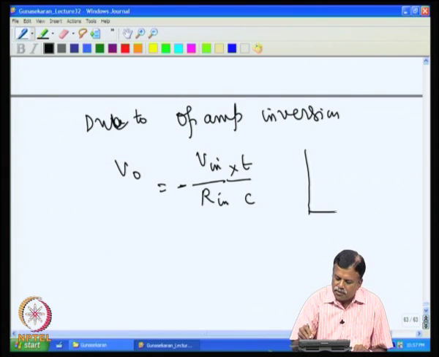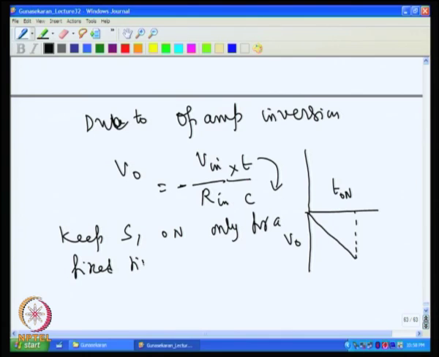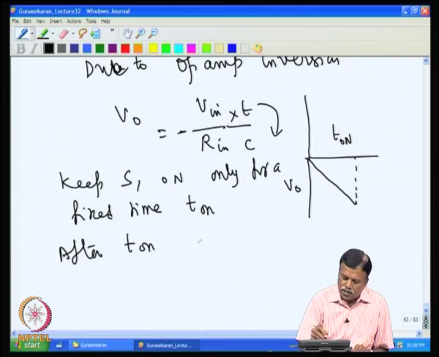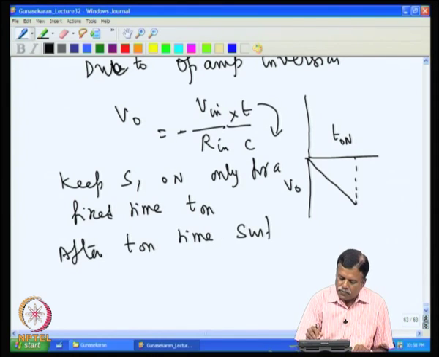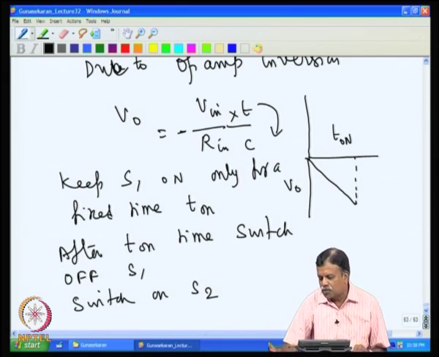On a plot of voltage versus time, the output voltage goes down, and I keep S1 on only for t on. So t is limited. Keep S1 on only for a fixed time, t on. After t on, switch off S1 and switch on S2.